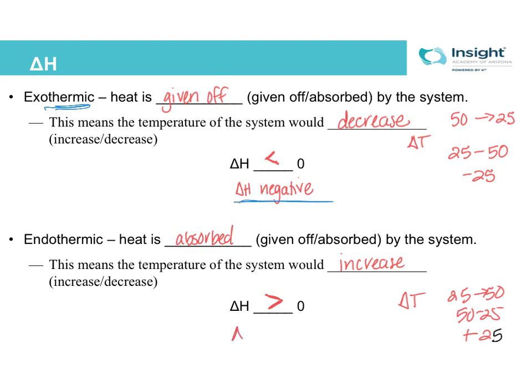Endothermic, you get a positive delta H. All right, remember that, because you are definitely going to be asked questions where all you are given is the delta H, and you're going to have to tell me, is it exothermic or endothermic? No, all you have to do is look at the sign.